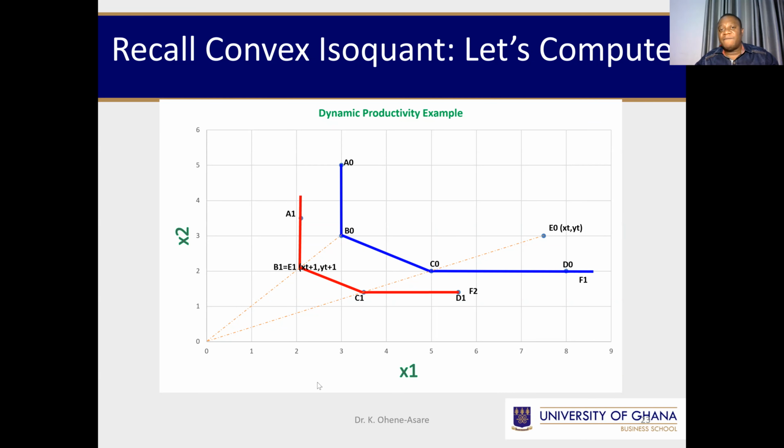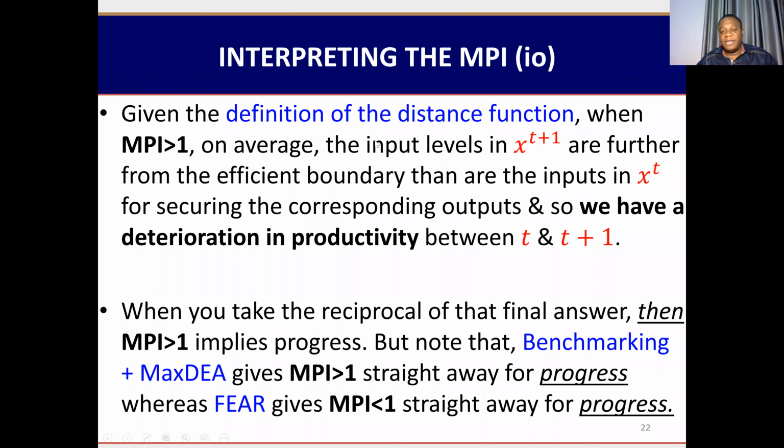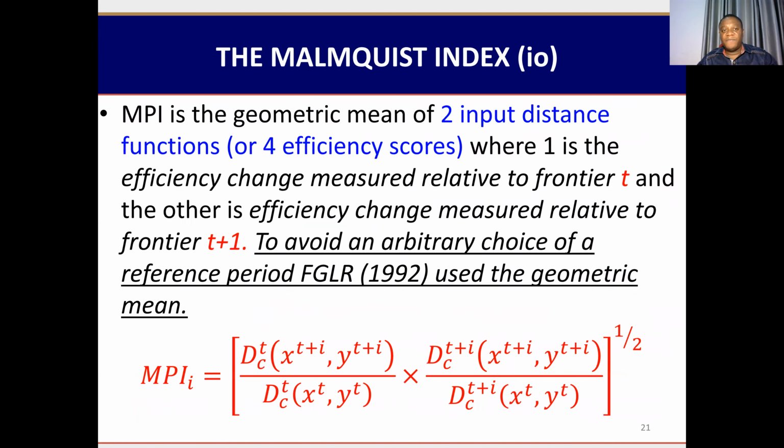So remember the convex isoquants. We can calculate the Malmquist productivity score for this convex isoquant using the Malmquist productivity formula that we have right here. But before we come into the computation of the scores, at this stage, I want to crave your indulgence to see whether you have a question or any comment.